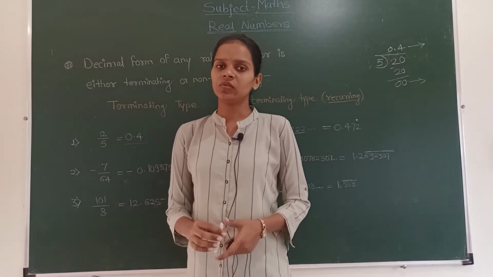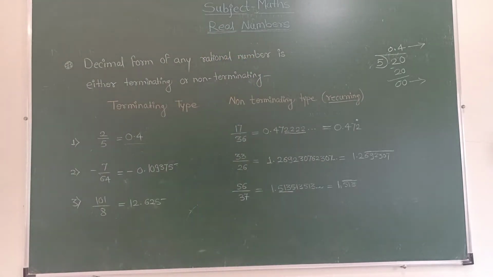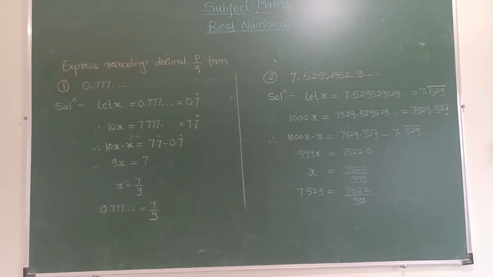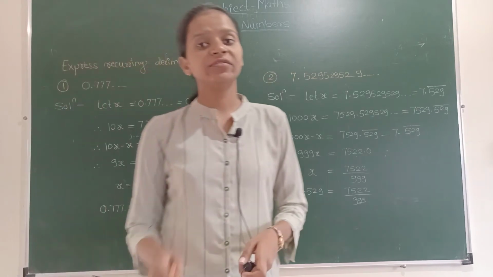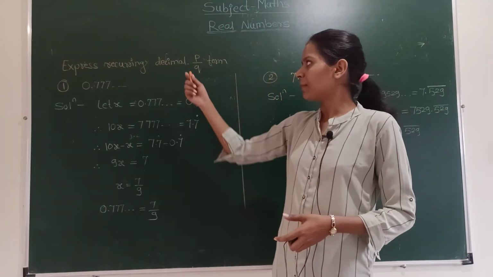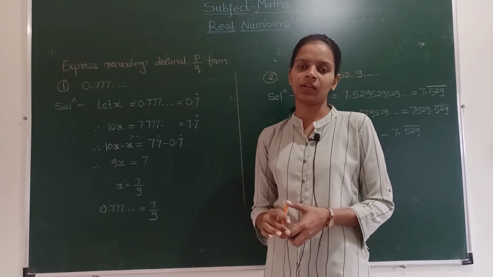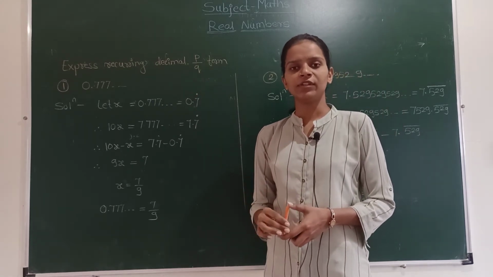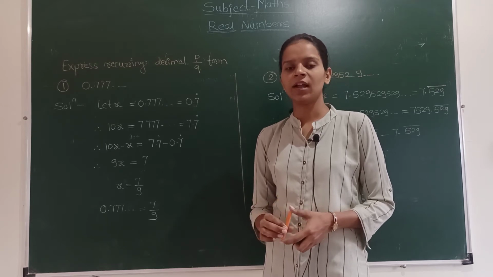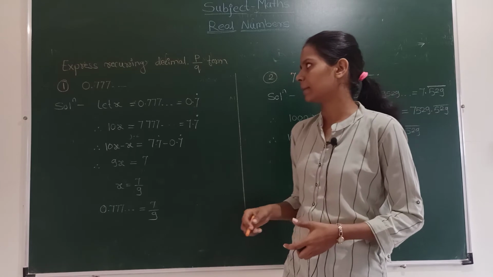Now we will move towards the next. We have studied how to determine the decimal form, that is terminating and non-terminating. Two types of decimal forms of a rational number: the first one is terminating and the other one is non-terminating or recurring.